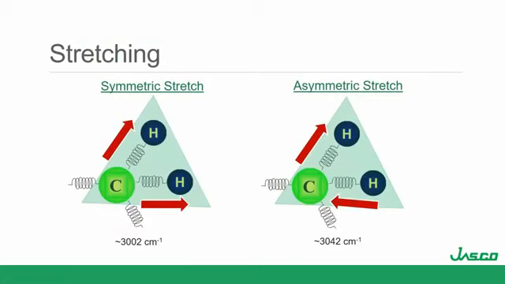So here are examples of the modes that are possible for a CH2 portion of a molecule. The first is the symmetric stretch, which has the hydrogen atoms moving towards and away from the carbon at the same time. And then the asymmetric stretch is when they move away and towards, not in unison. So one will be expanding away from the carbon, the other will be compressing towards the carbon. As you can see, they have two different energies that are fairly close together.